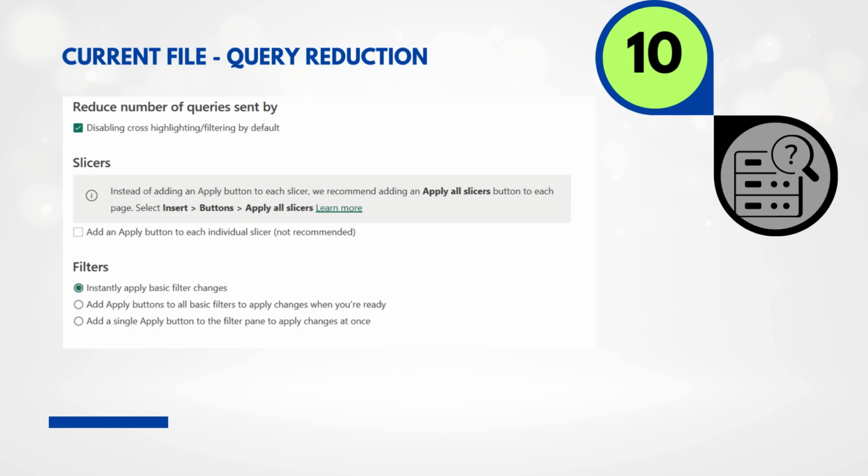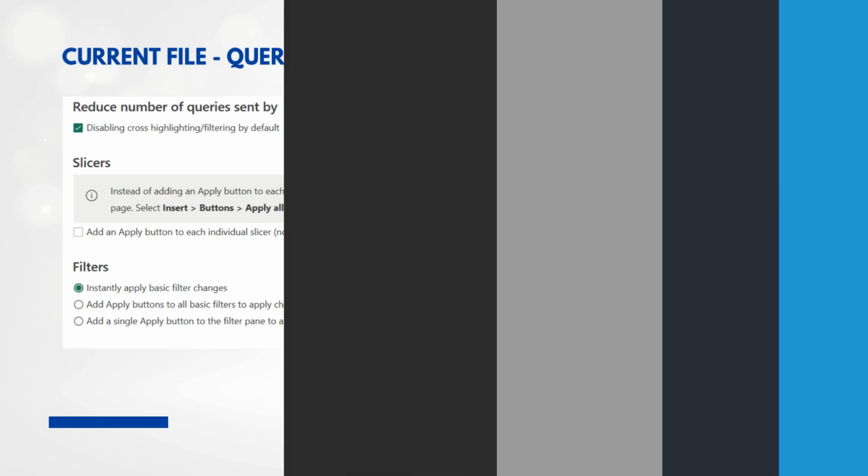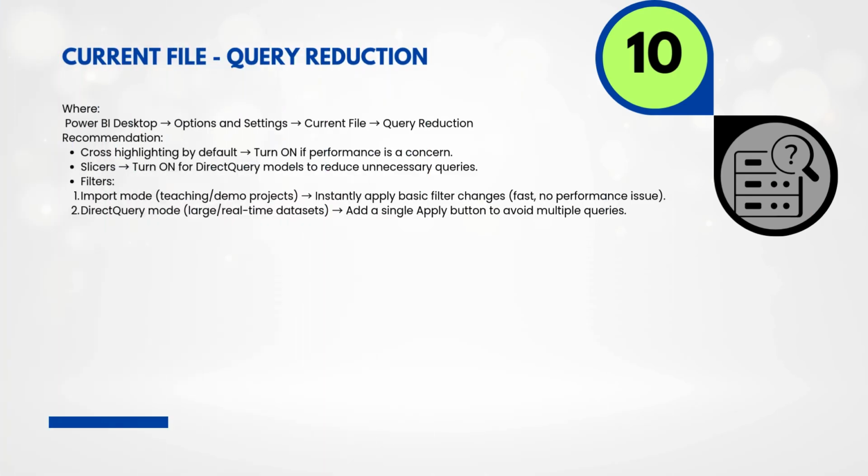Normally, when you click on one visual, Power BI highlights related data in other visuals. That's called cross-highlighting. For example, imagine you click on Germany in a sales chart. Instantly, your revenue chart, customer chart, and product chart all update to highlight Germany's data. Powerful, but behind the scenes, that's multiple queries firing at once. If performance is a concern, say you're working with millions of rows, you can turn off cross-highlighting by default in Query Reduction. This reduces the number of queries Power BI runs and keeps things snappy.